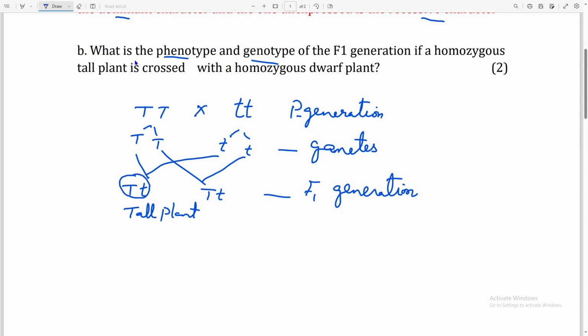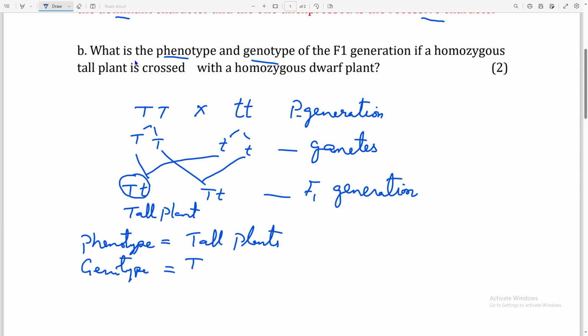But you have to write the answer like this. After working this out, you have to mention phenotype: tall plants; genotype: capital T, small t, that is heterozygous tall. That means for the phenotype you have to mention the tall plants, the observable feature. For the genotype you have to mention the symbols capital T, small t.